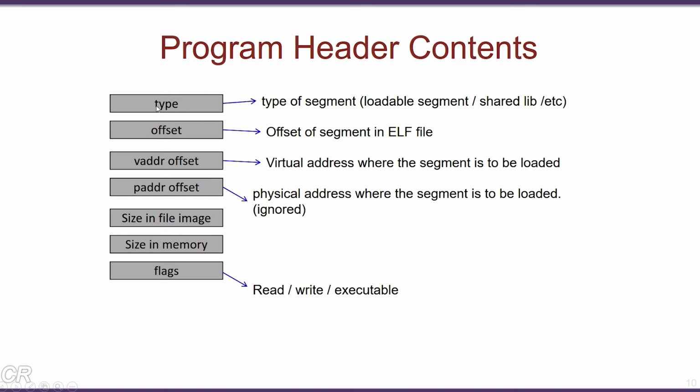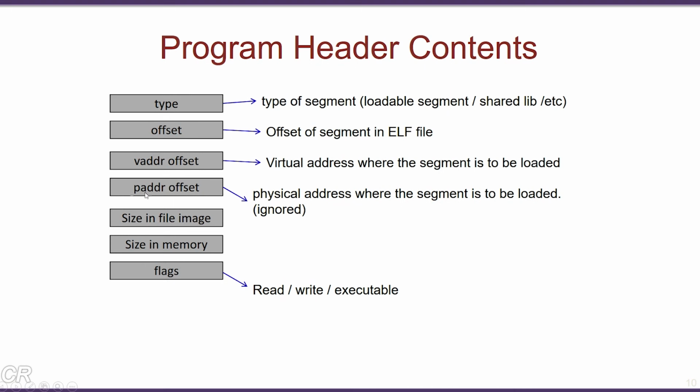There is a type entry which tells you the type of that particular segment, whether that segment is a loadable segment, a shared library, and so on. There is an entry called the offset, which tells you the offset in the ELF file where that segment is present. There is a virtual address entry which tells you where that segment has to be loaded in the process during the execution time, at what location should that segment be loaded in the entire virtual space.